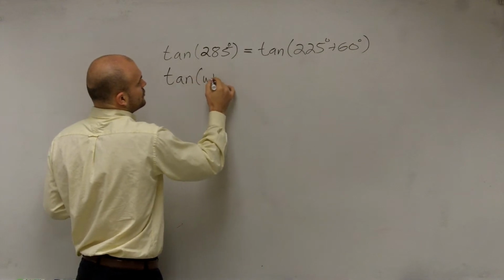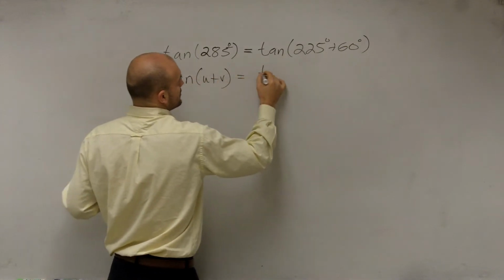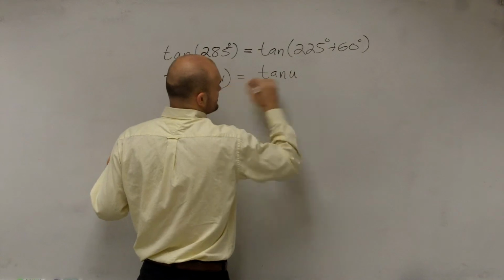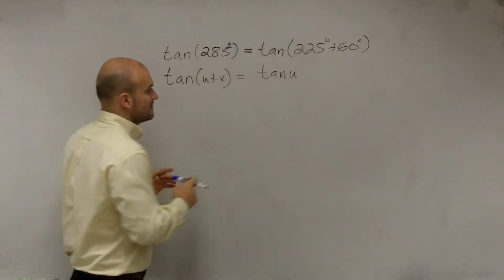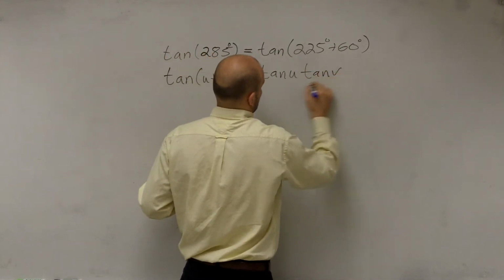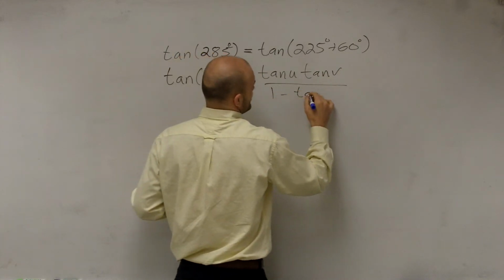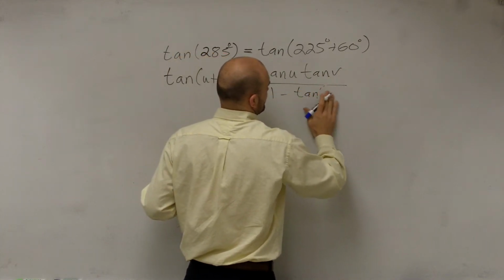So if I do the tangent of u plus v, that's equal to the tangent of u times the tangent of v, yeah, if I can remember, over 1 minus tangent of u, tangent of v. Good. Right.